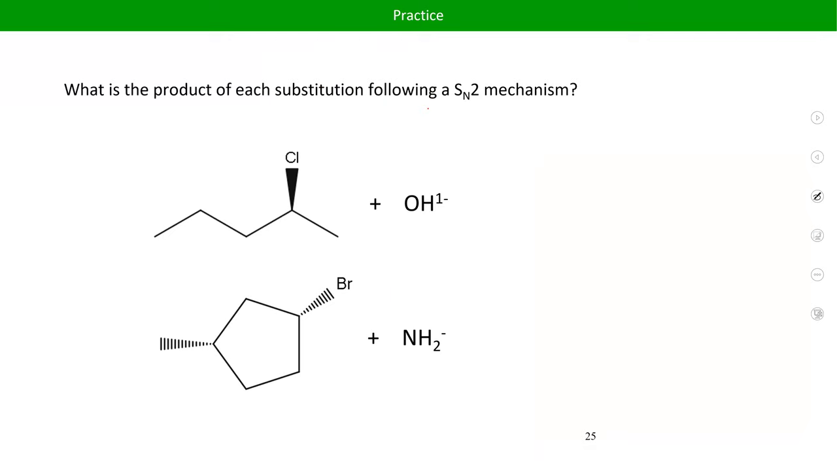All right, so for each of these, if we're keeping track, if it is SN2, so it's concerted, it goes through an umbrella flip for each of these. What is your product going to be for each of these reactions?